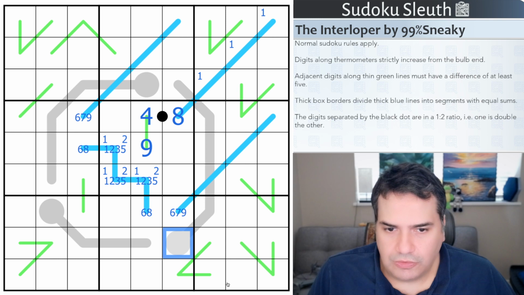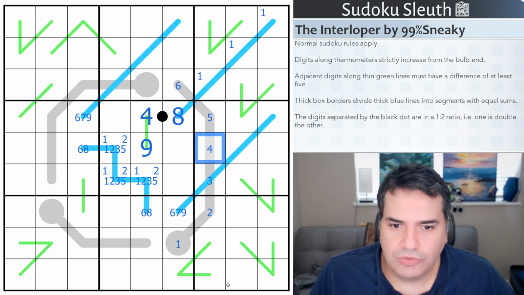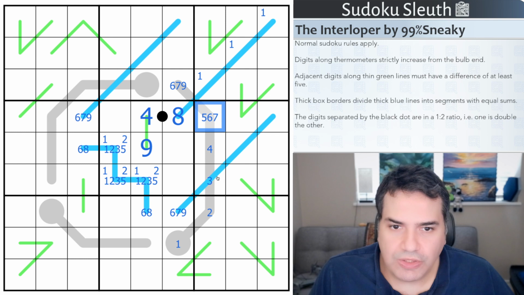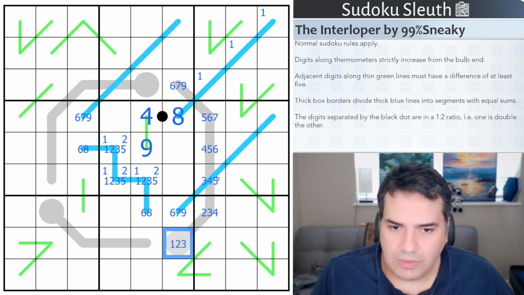Options. So this is as low as 1, 2, 3, 4, 5, 6. That's quite a few low digits. This cannot be an 8, so this could be 7 or 9. That cannot be an 8, so that's helpful. That's 6 or 7. That removes a degree of freedom for the rest of this line. And that's all the pencil marks for this thermometer.